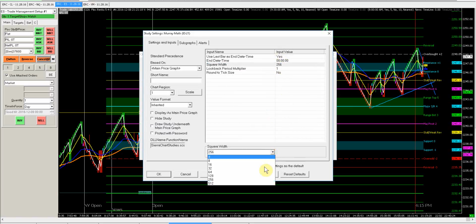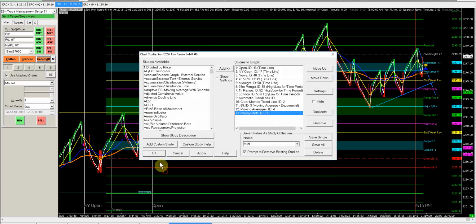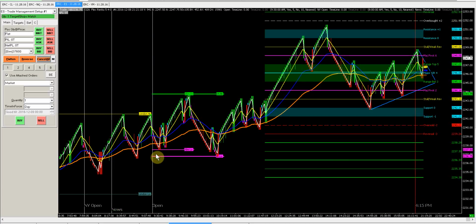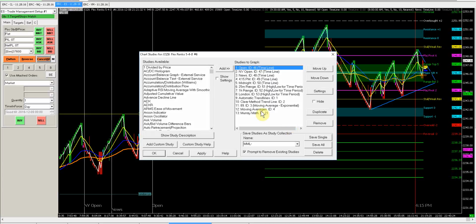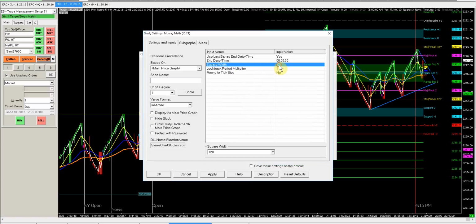Experience tells me that a 128 square width will give the best result on the ES, and you'll see it came up almost to overbought. But if you say, for example, if you're looking at this, I'll just crank it up a little bit more here just to show you how I like to trade this.